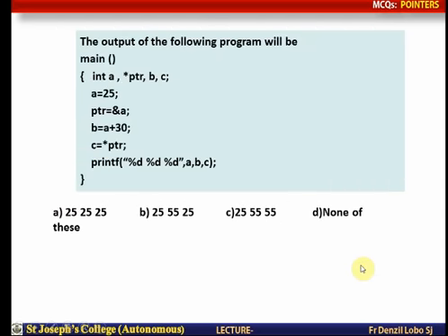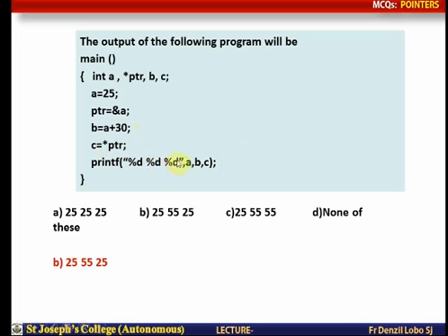Come to this. Output of the following program: what is the output? Here again, we are assigning the address of A. So B is equal to A plus 30, that is 25 plus 30. C is equal to PTR A. So what does it contain?